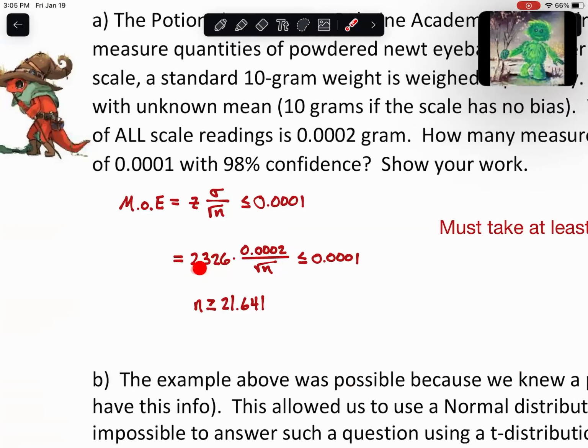My Z value, once again, I'm using inverse normal. 98% level means you should be feeding the calculator a 0.01 area.